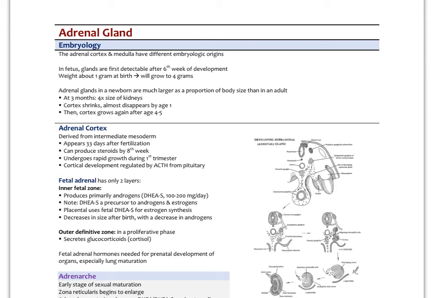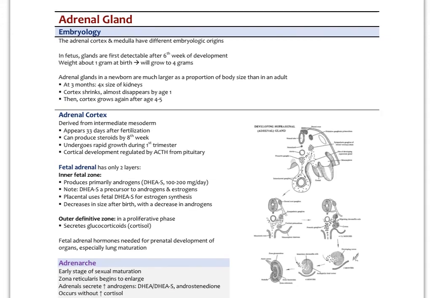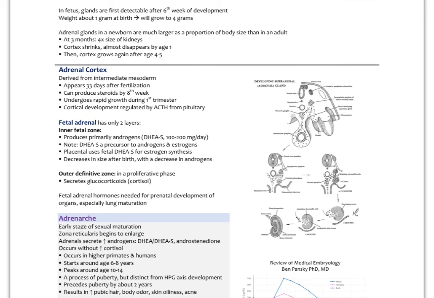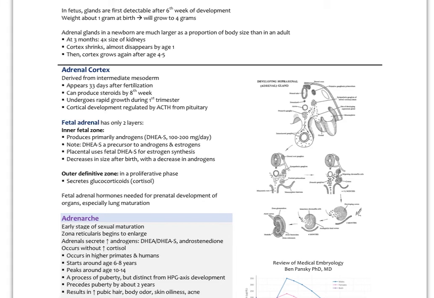The cortex is derived from intermediate mesoderm. Again, mesoderm is the main tissue giving rise to your cardiovascular, renal systems, musculoskeletal system, really all the structure of the body. It appears about 33 days after fertilization, so just over a month, and it can produce steroids by the 8th week. In the first trimester, it really undergoes a rapid proliferation under the influence of ACTH from the pituitary.